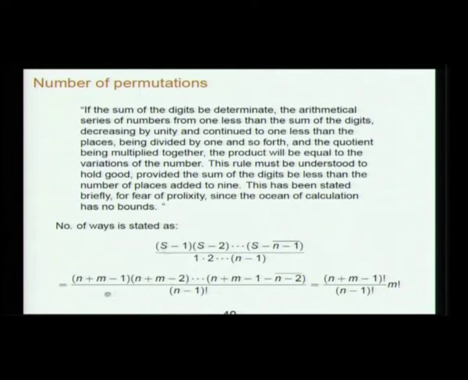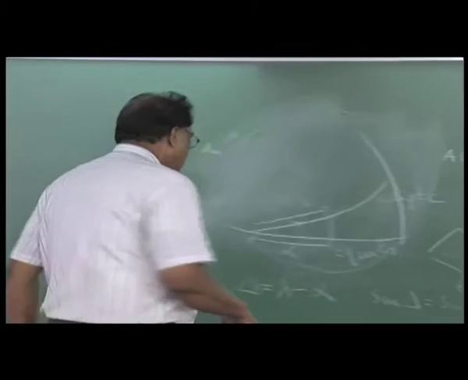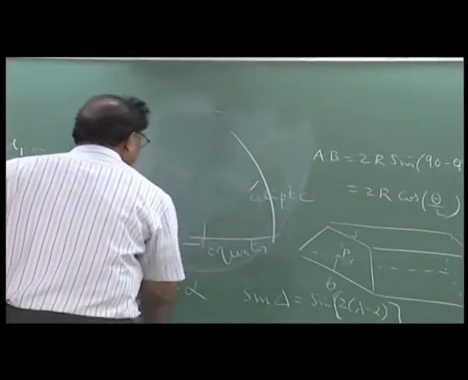So the number of ways stated is this, where s is n plus m. I can write it as n plus m minus 1 factorial by factorial n into factorial m. How do we understand this? He does not give the proof, but we can visualize it like this. The digits are n, and the sum of the digits is m.